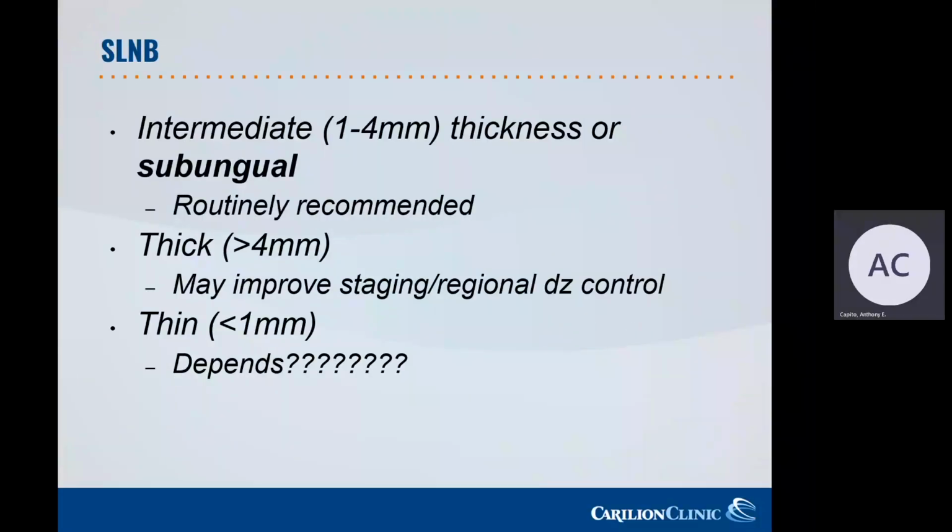So who should get a sentinel lymph node biopsy? Anyone with an intermediate thickness melanoma, 1 to 4 millimeters, should get a sentinel lymph node biopsy. And also anyone with a subungual melanoma should also get a sentinel lymph node biopsy. Anything greater than 4 may improve staging or regional disease control. You may offer a complete lymphadenectomy, as they have a high risk of having metastasis. And then if it's less than 1 millimeter, there are some caveats.